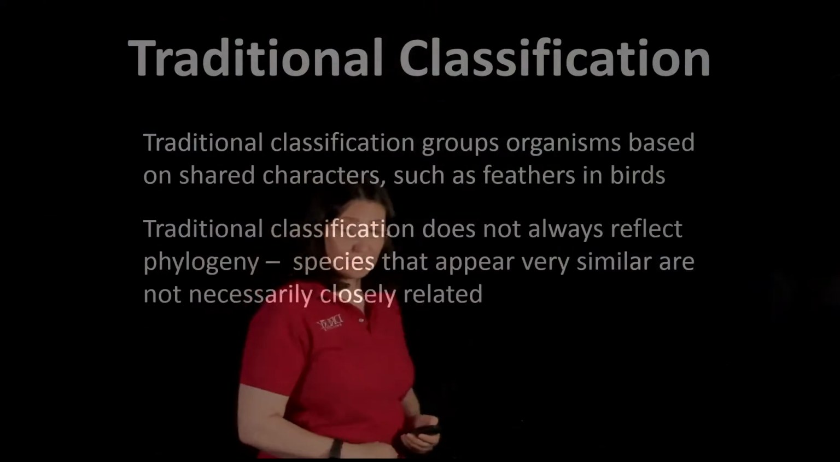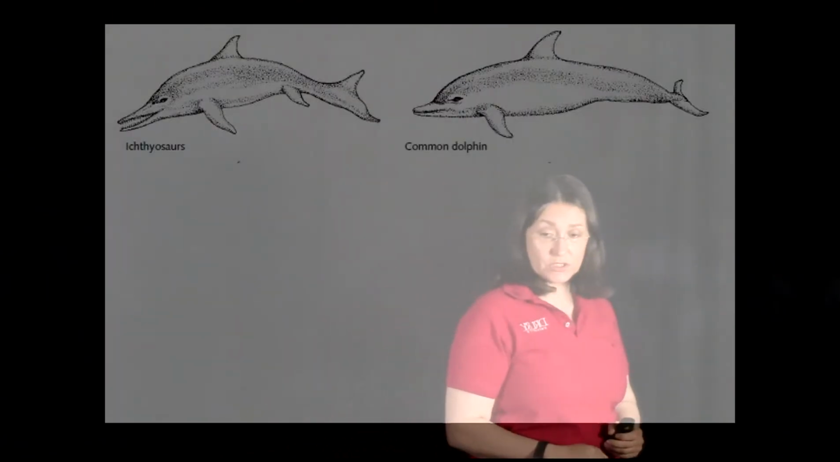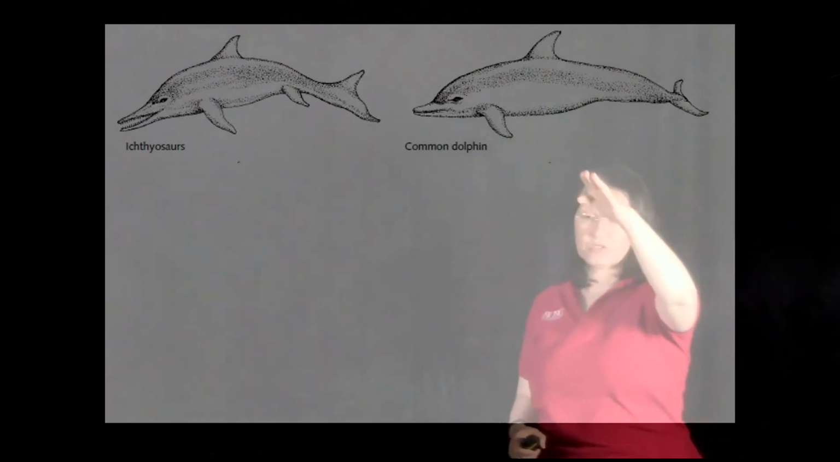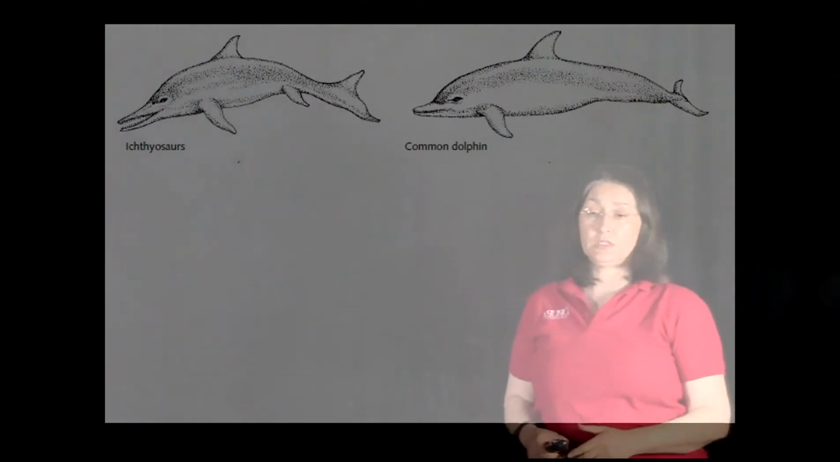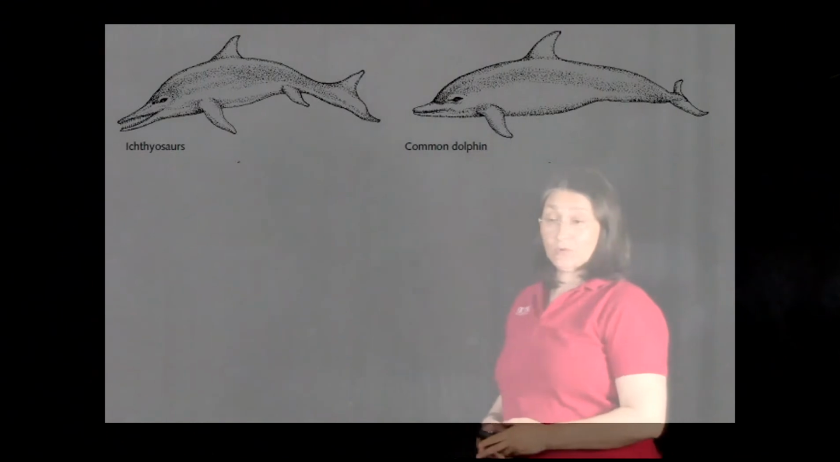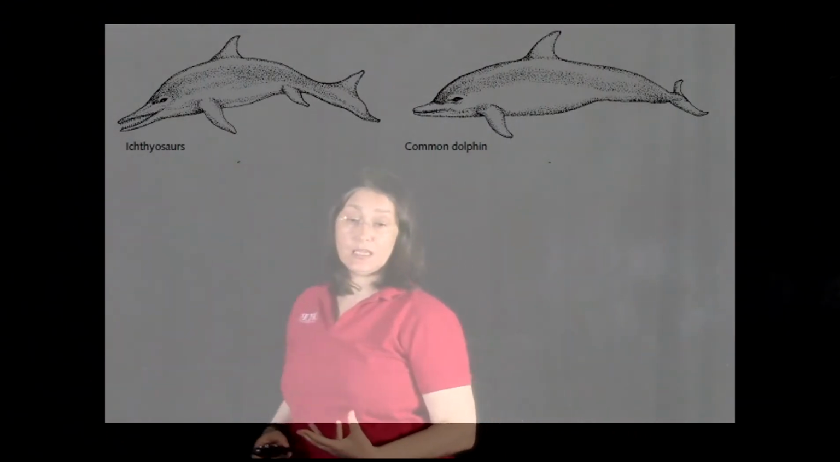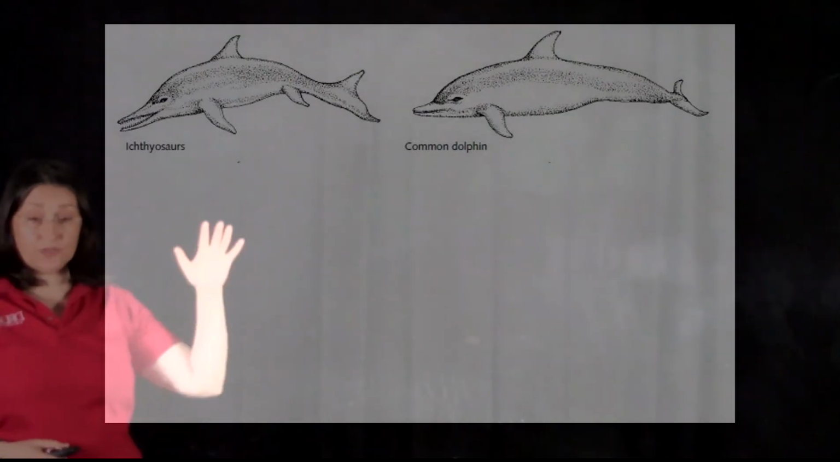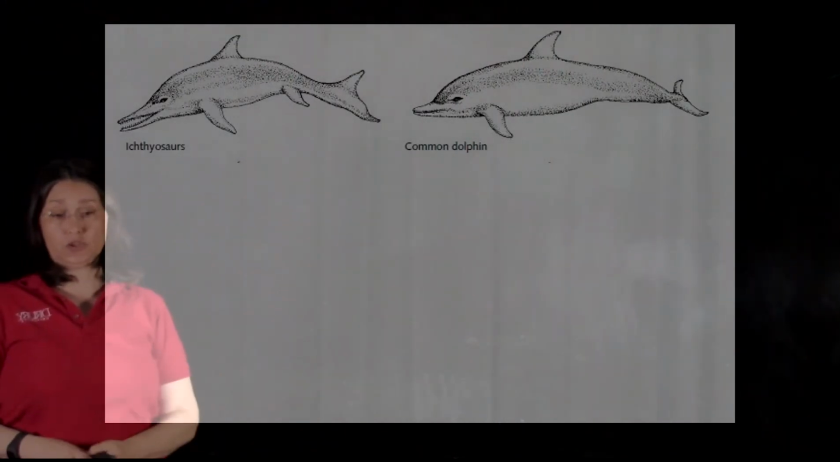So for example, in this picture here, you'd see two organisms that look very much alike, with just the absence of the back flippers in dolphins. But otherwise, they have adapted to the same locomotion in water, and they have an overall similar body structure.